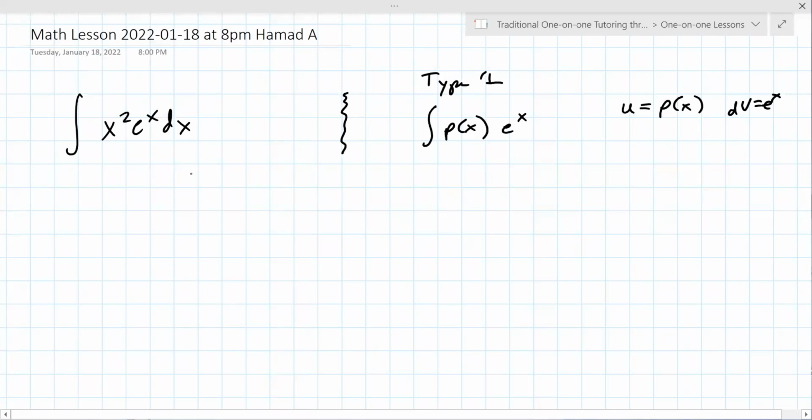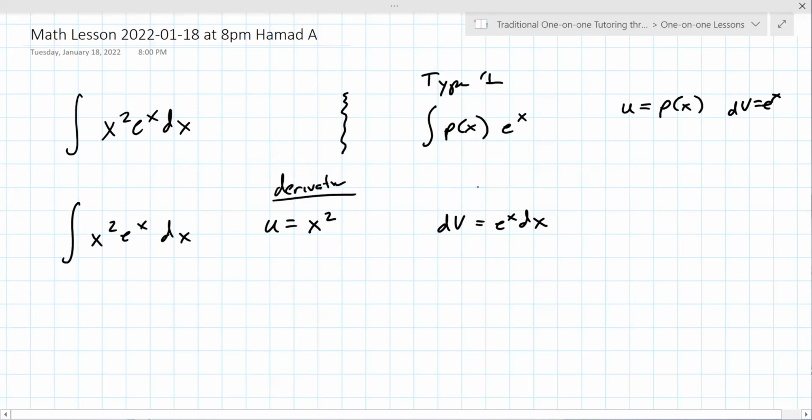Okay, so let me rewrite it here, x squared e to the x dx. Your u is x squared. Your dv is e to the x dx. So the one on the left, you're going to take the derivative, and on the right, you're going to integrate. That's why we spend so much time learning how to take derivatives and integrals. So du is 2x dx, and v, the antiderivative, is e to the x.